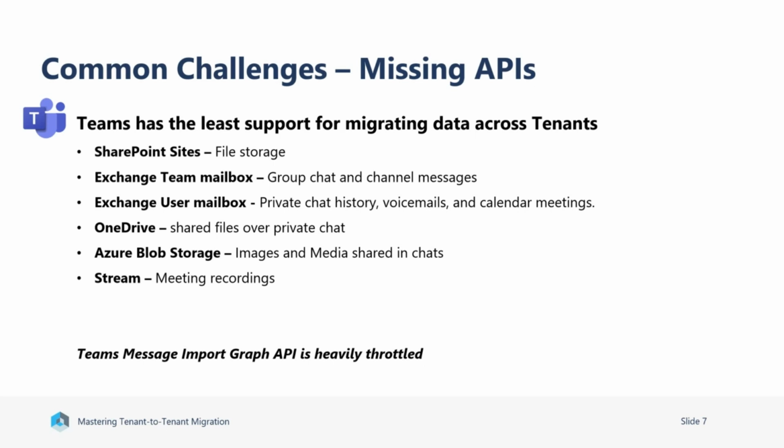So when you're doing these migrations, there are a few caveats that we need to run through. There is a Teams message import Graph API, so that's if you want to migrate channel posts into target channels. That's heavily throttled. It's not an official migration API. It's more of a message import. So you'll find a lot of migration tools will highlight this as one of the limitations.